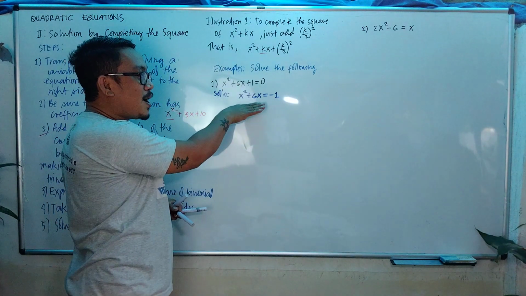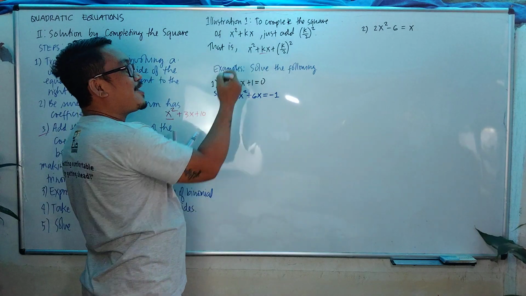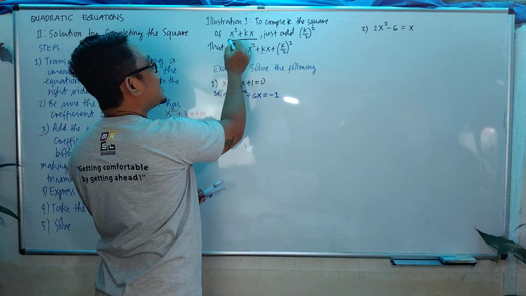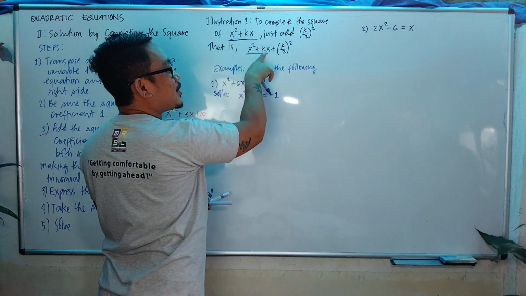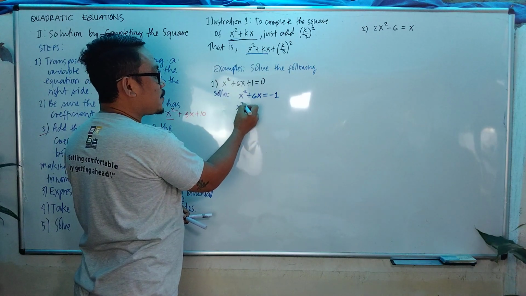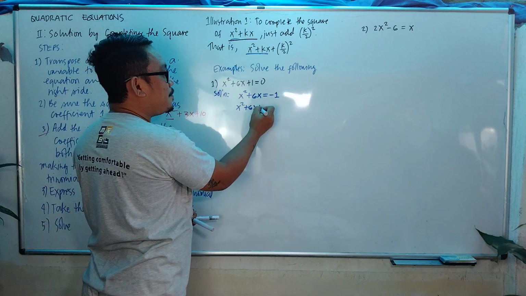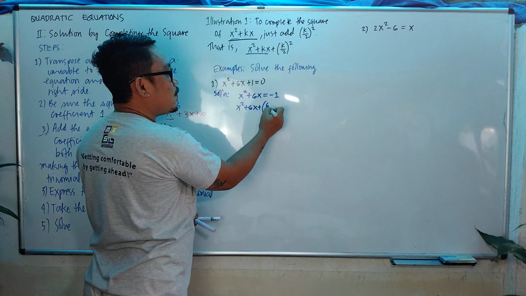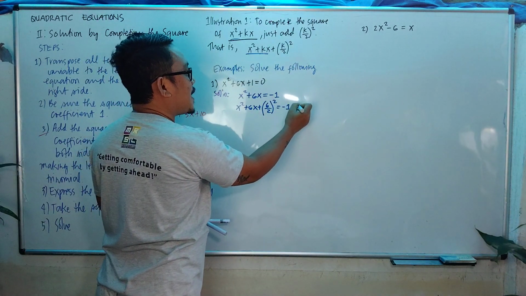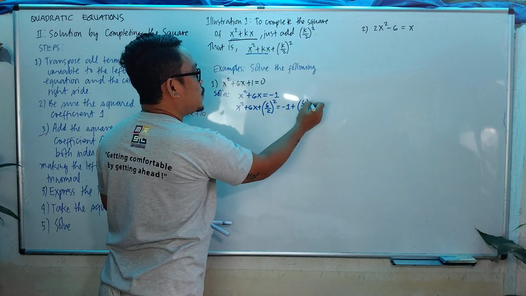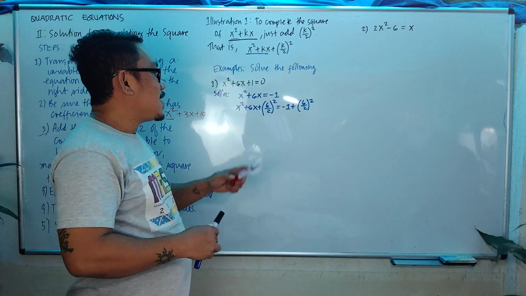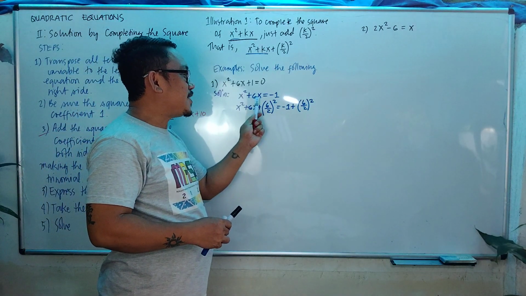Now try to look at the left side of the equation. It has the same form as before, where we add the square of half the coefficient of x. So let's add. You have x squared plus 6x plus 6 over 2 squared is equal to negative 1 plus 6 over 2 squared. We use 6 because it is the coefficient of x.